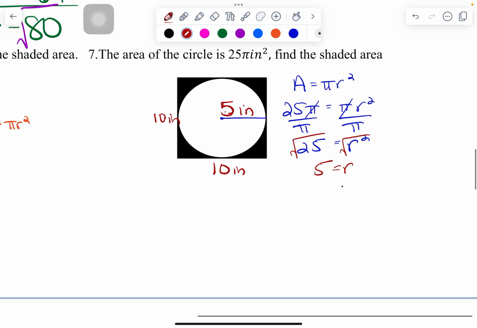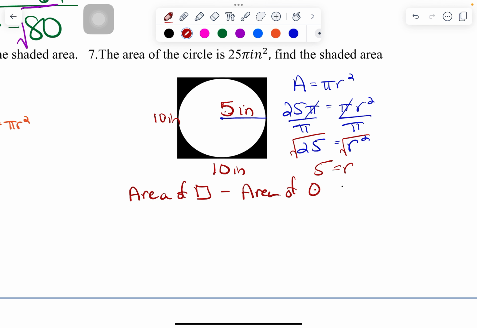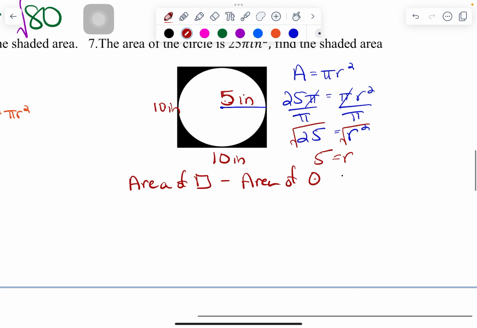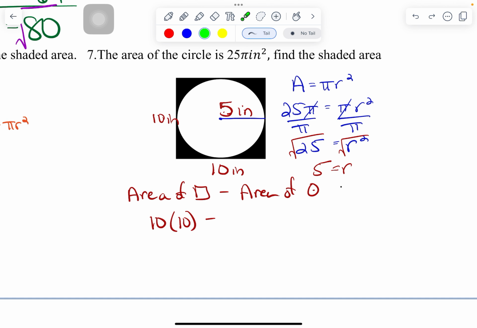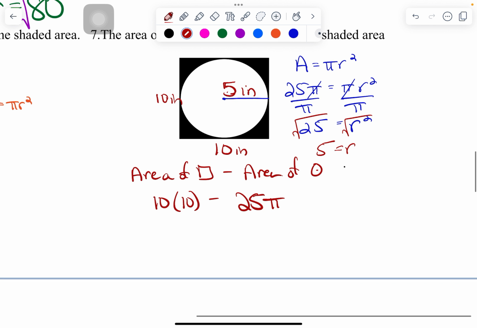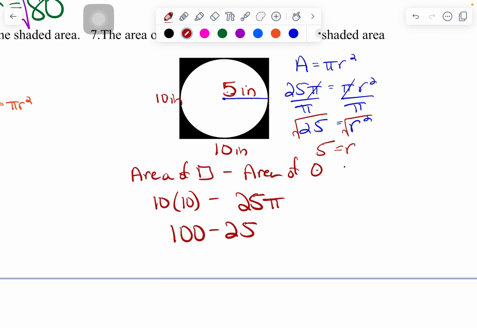Okay, so for the shaded region, same thing that we just did in the last one: area of the square minus area of the circle. For the area of the square, we're going to do 10 inches by 10 inches. The nice part is that for the area of the circle, if you look at your directions, I actually told you what the area of the circle was. So I'm just going to go ahead and put down 25 pi. I'll attach units later on. So let's see, 10 times 10 is 100, minus 25 pi.